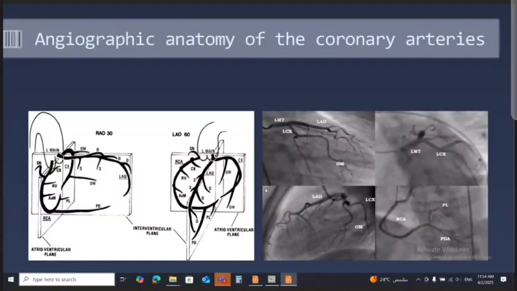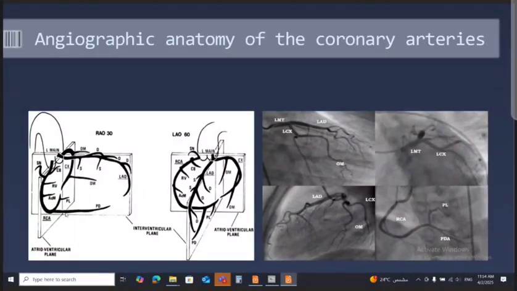This is the angiographic anatomy of the coronary arteries. The coronary arteries are arranged in two planes. One is the atrioventricular plane, and one the interventricular, parallel to the interventricular septum, and one parallel to the atrioventricular plane. This image is right anterior oblique. It displays the left anterior descending artery, and the septal perforators and the diagonal are foreshortened here.